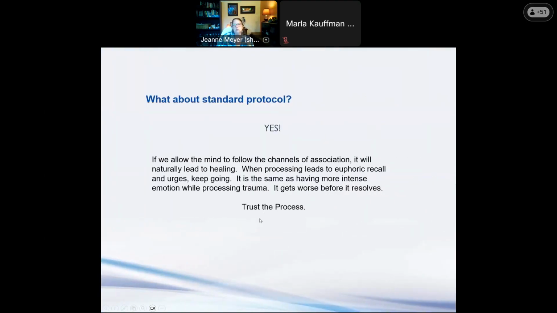So for EMDR therapists, what about standard protocol? That's my go-to. I learned EMDR therapy before all these protocols were written down, and so I did standard protocol very successfully for many, many years. So that's my preference, to use standard protocol, which makes sure that we are staying connected to what's going on with the client. So don't focus on the script more than you are on what's happening with the client as you're going through the EMDR therapy.